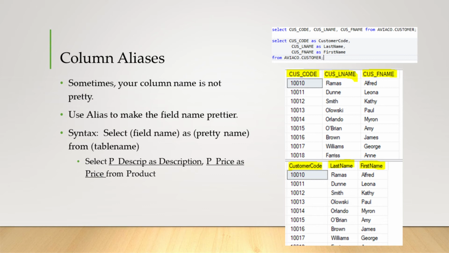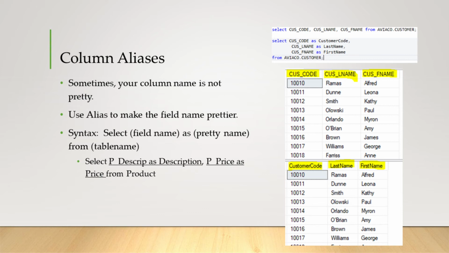Sometimes in your database, you have made a column name that is not very pretty. It's not what you want it to look like. In this case, in our customers table, we have a CUS underscore code, a CUS underscore last name, and a CUS underscore first name, which are all kind of ugly field names, and we may not want those in our resulting query. You can use column aliases to make your field name pretty.